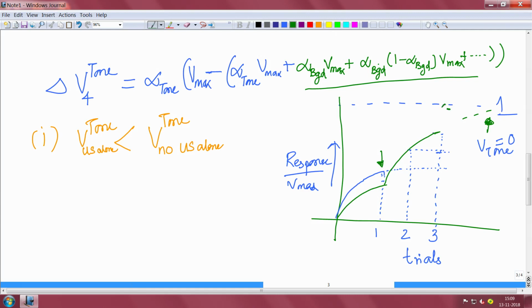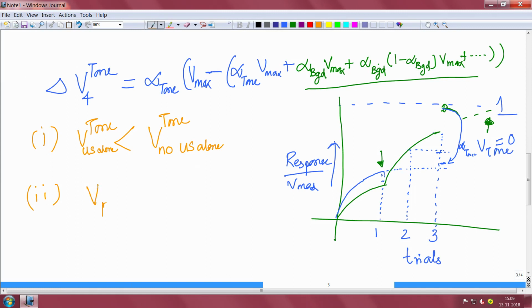Whatever the small difference that we see here, the alpha fraction of that small difference gets added to this. So, the tone gets increased by that small moderate amount, and the next time, when it is presented, the animal is actually overshooting the V max here. That is a special case. When it overshoots, what is going to happen will be a special case that we will see in a little bit.